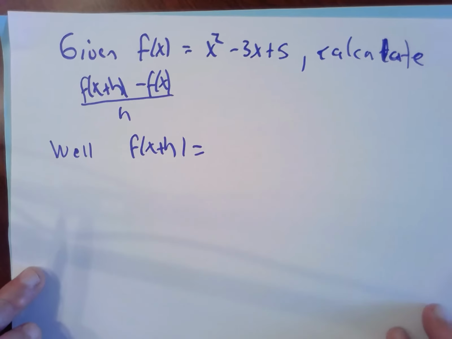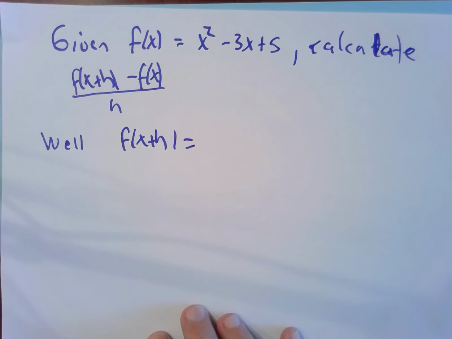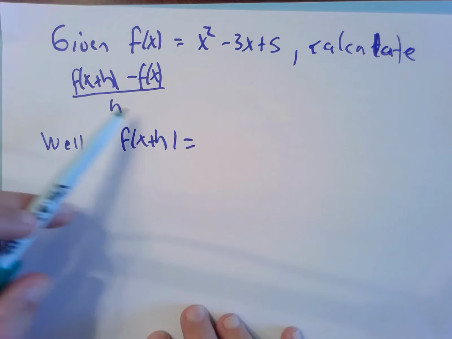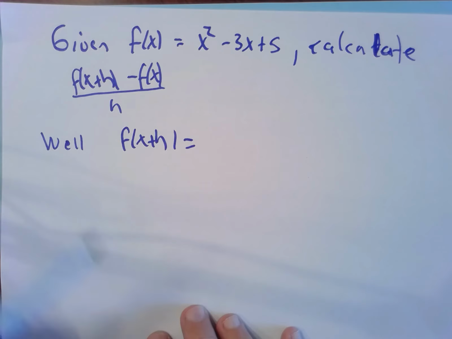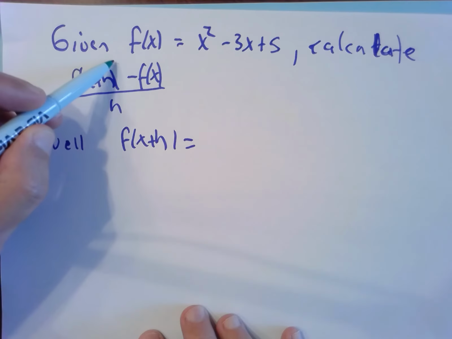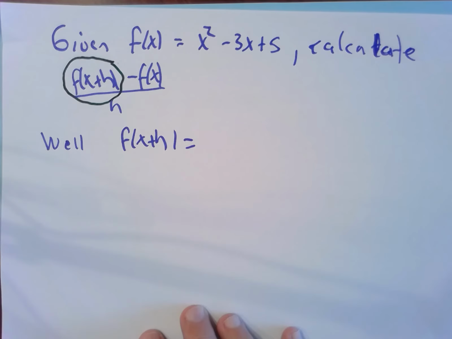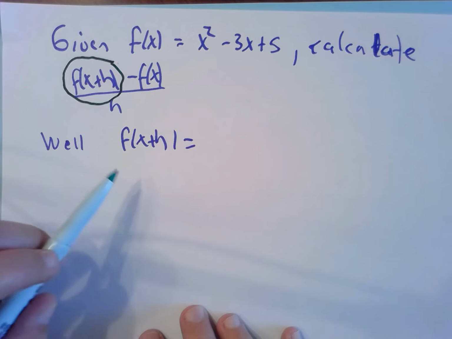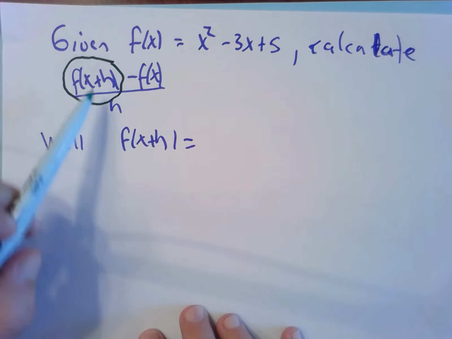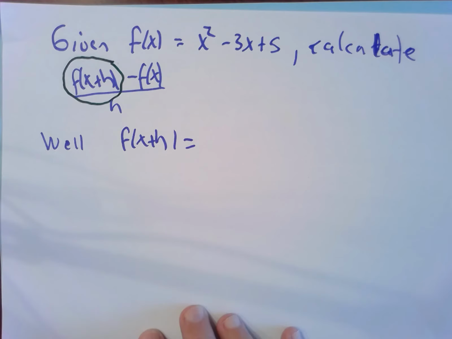Okay, an example. We have this function. f of x is x squared minus 3x plus 5. We want to calculate or find this difference quotient, f of x plus h minus f of x over h. Okay, so we're going to write out this whole fraction. That has three pieces. This is the hard part, right here. f of x plus h. So let's look at that independently. We'll worry about this whole fraction in a minute. For right now, I just want to worry about f of x plus h.